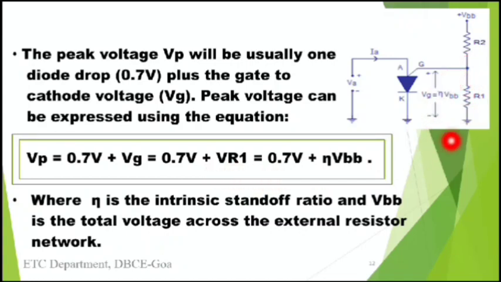Now to find the value of the voltage across this resistance R1, we have to apply the voltage divider across this network. That is the reason we introduced the new term over here, that is 0.7 volts plus eta times VBB. Now what is this eta? Eta is nothing but the intrinsic standoff ratio, and VBB is the total voltage across the external resistance network. You can clearly see VBB over here, it is the total voltage across the external resistances. And now what is this eta?